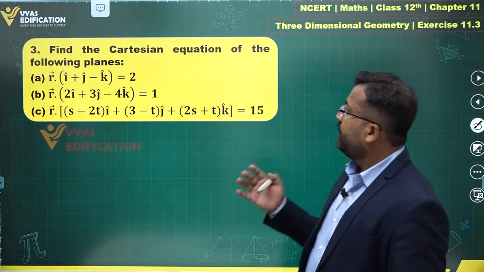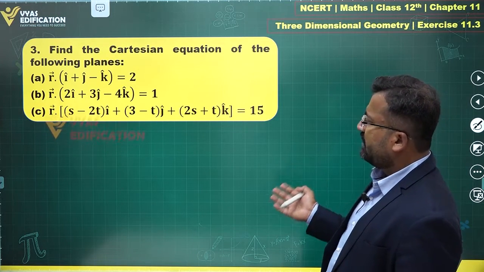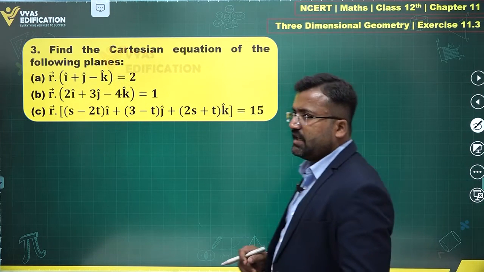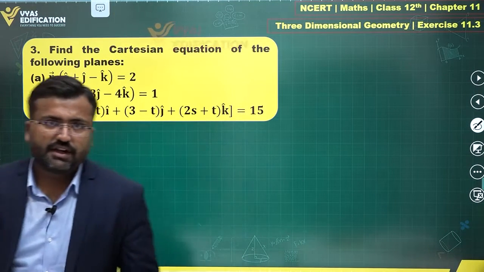Question number 3 says, find the Cartesian equation of the following planes. Cartesian equation is not at all difficult. You simply replace r vector with xi cap plus yj cap plus zk cap and you get the required equation, right?